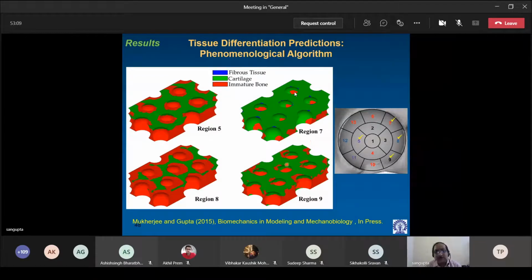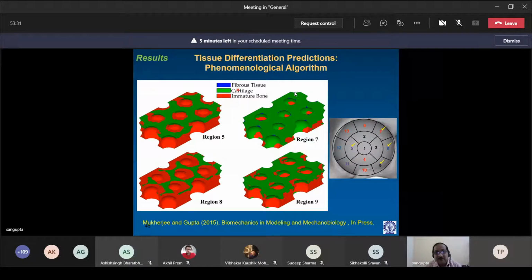So you can see here region 5, region 7, region 8, and region 9. So 5 is here, and 7, 8, 9 are more towards the periphery, whereas 5 is more towards the center part of the acetabulum. But you can see very clearly 3 types of tissue. Fibrous tissue here is blue. You can see here fibrous tissue formation, cartilage formation, the green one, and immature bone formation. Okay.